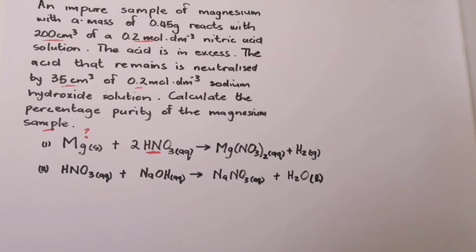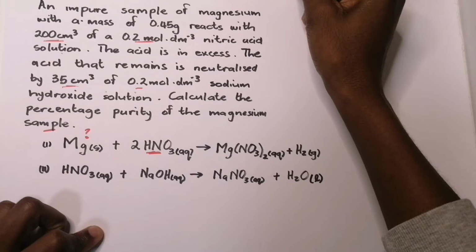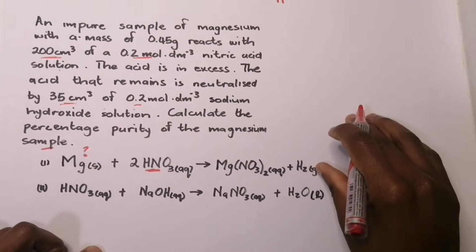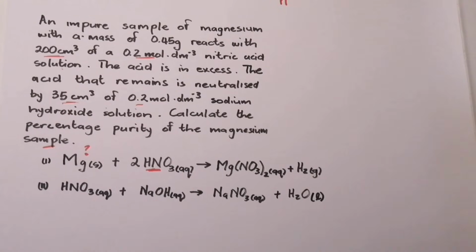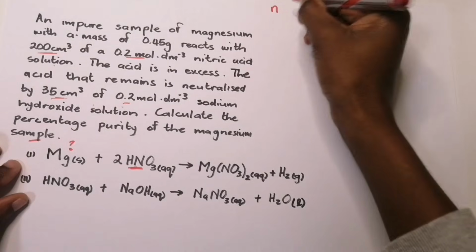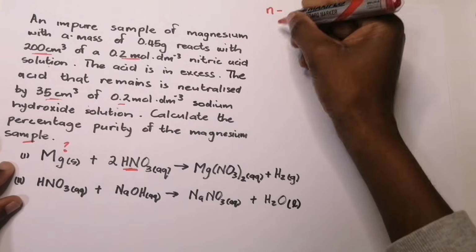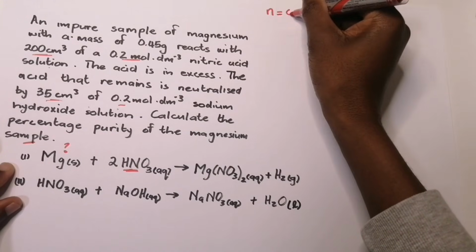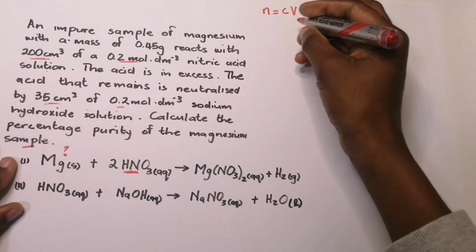Okay, so let's find out first of all how much nitric acid we originally had. Let's find the total number of moles. I'm trying to create some space over here. So for the number of moles, we're going to use our concentration formula. Number of moles is concentration multiplied by the volume.